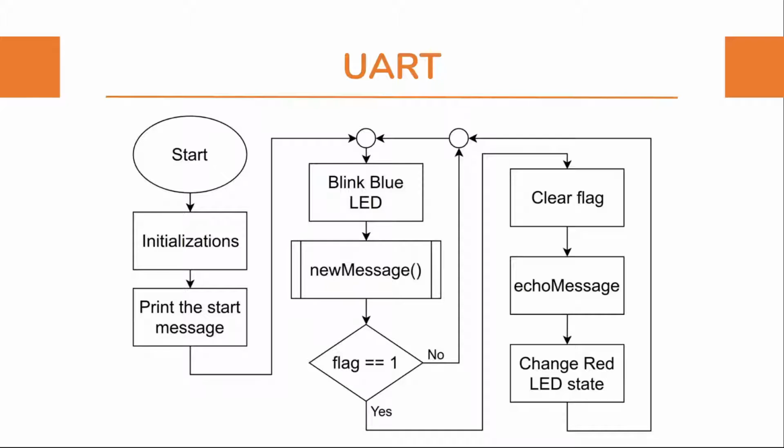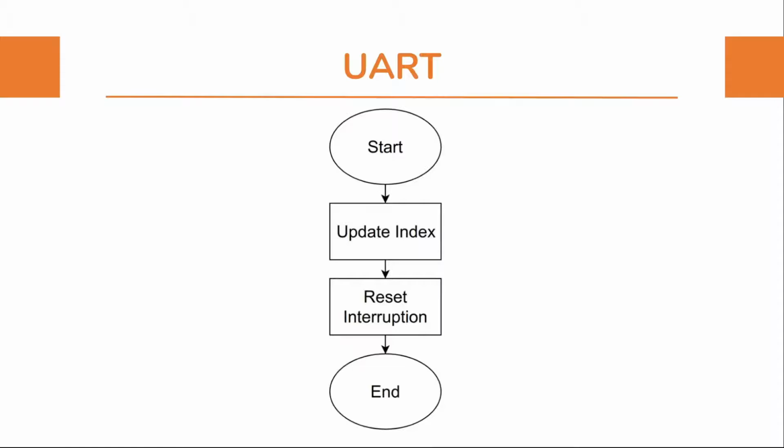Then we call the new message function, where we'll get all bytes and set the flags in case we have new data. After the new message function runs, we test the flag variable. If it's 0, start the cycle again. If the flag is not 0, we clean the flag, send back all the bytes received, toggle the red LED, and restart the main cycle. Because we will be using the reception in interrupt mode, we need to implement a UART callback. In this case, we only need to update the index and reset the interruption.